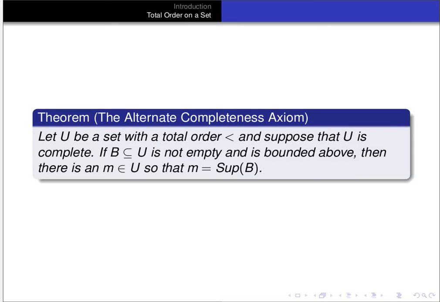We have an alternate completeness axiom, just like we had an alternate completeness axiom for the real numbers. We have the one that works for complete sets in general. So if U is a set with a total order and U is complete, the following holds: if B is not empty and bounded above, then it has a supremum. These are equivalent ways to describe complete sets. One says that non-empty sets that are bounded below have infimums, but it's equivalent to say that non-empty sets which are bounded above have supremums.